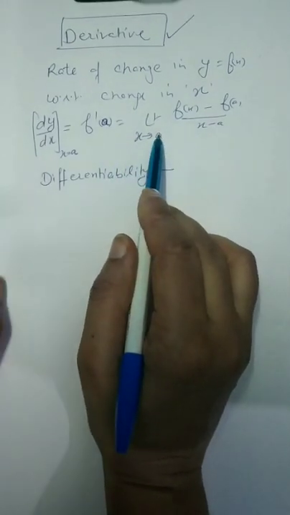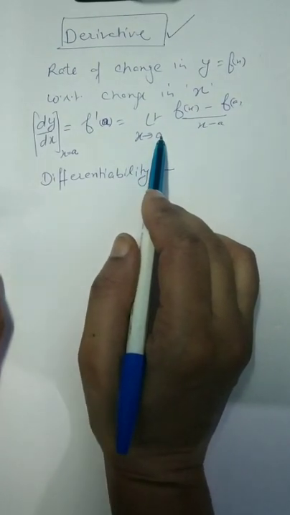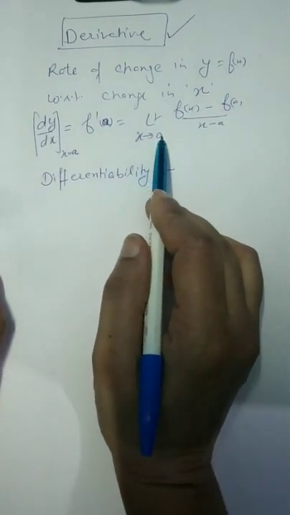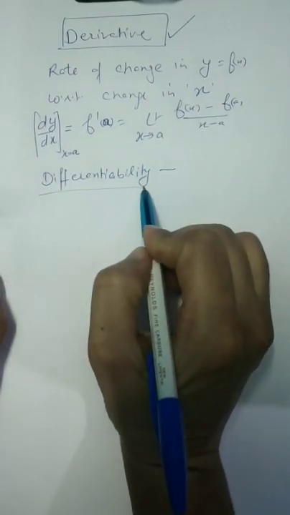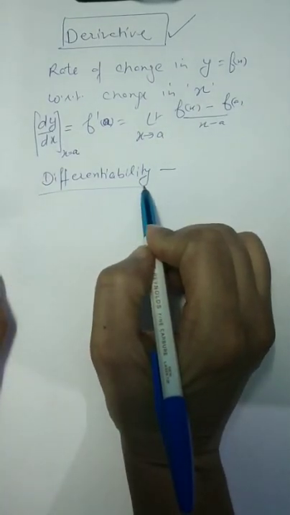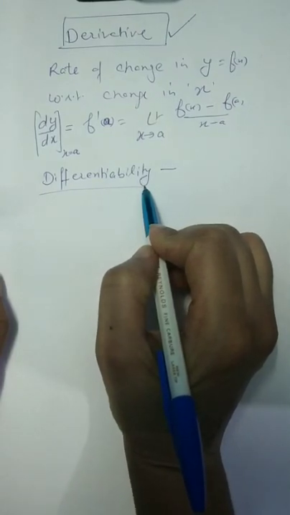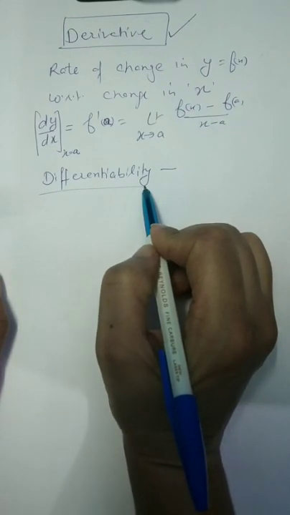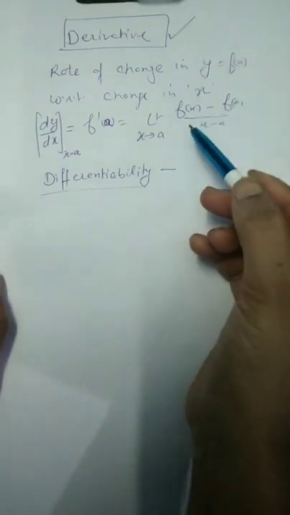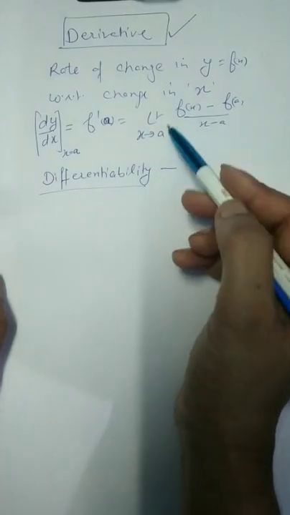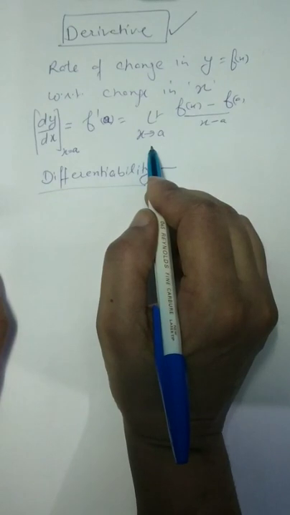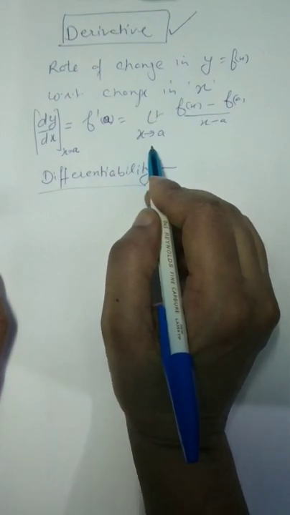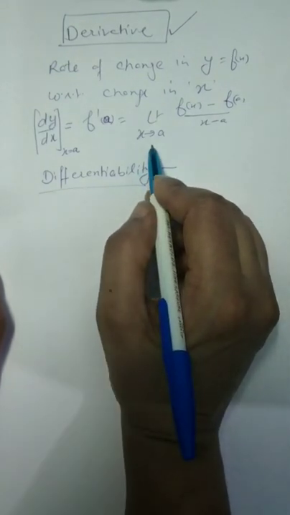So if this limit exists, then it is called differentiable, and if it does not exist, then it is called not differentiable. So differentiability means whether the derivative exists or not, whether the derivative is defined or not. So this is called the differentiability of a function. So how to check? We just need to find this limit from left hand side and right hand side, because a limit of a function exists only if both left hand and right hand limits exist and are equal.